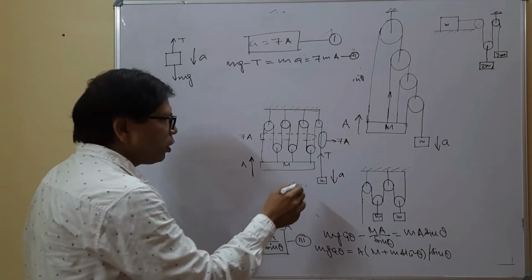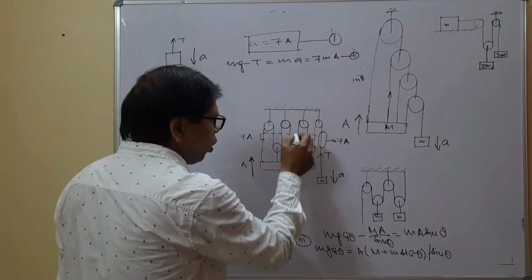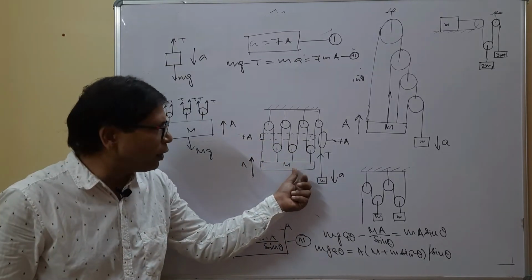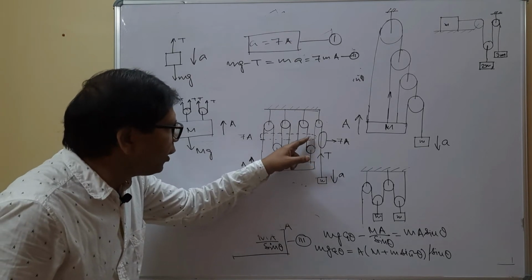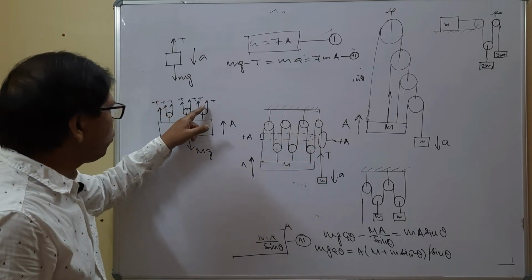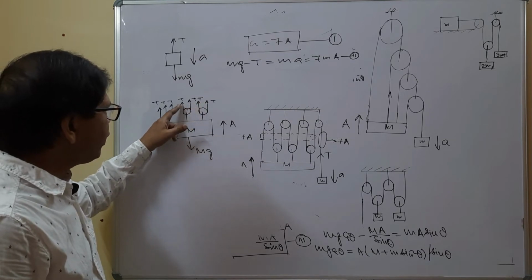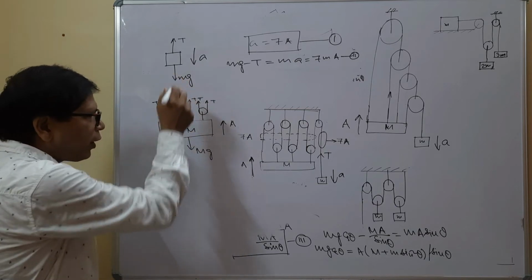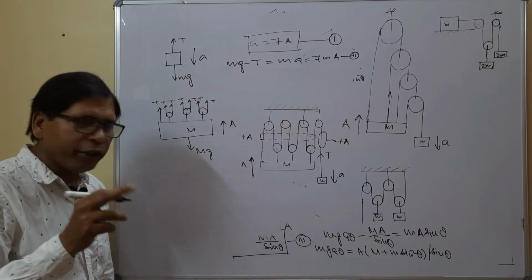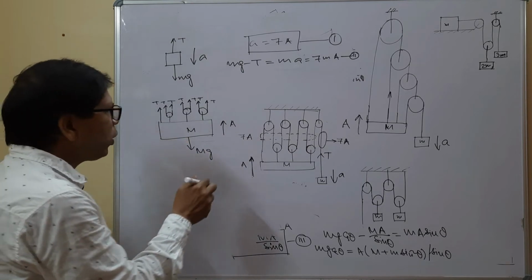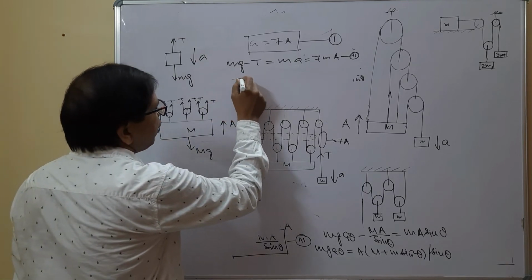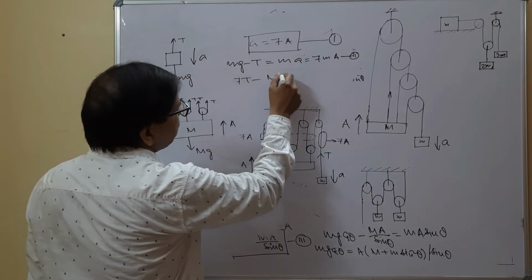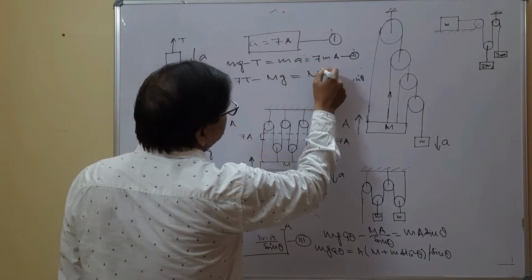Okay. Now look at this, this is a single string, so the tension in each string becomes the same. The free body diagram of capital M: you look at this, tension T here, tension T here, tension T here, and tension T here. So look at this, the total tension acting on it is 7T, and Mg downward. So this is 7T minus Mg, and this equals mass into acceleration.